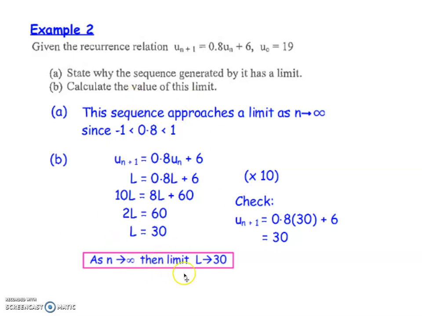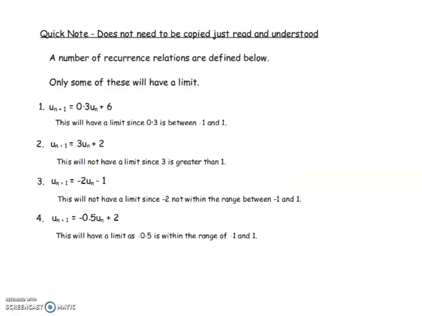Now, this is the last note that you need to copy in. What I've got here is a quick slide with just a couple of points to take into consideration, and it's just about the limits. So some of these have a limit and some do not, so let's look through them. 1, u(n+1) equals 0.3 u(n) plus 6. This will have a limit since 0.3 is between -1 and 1. So on a quick inspection of that, you should know that that's got a limit. The next one, u(n+1) equals 3 u(n) plus 2, that does not have a limit since 3 is greater than 1. It's not within that range.